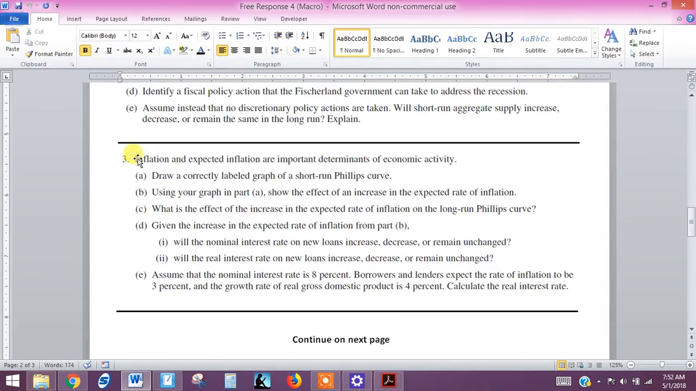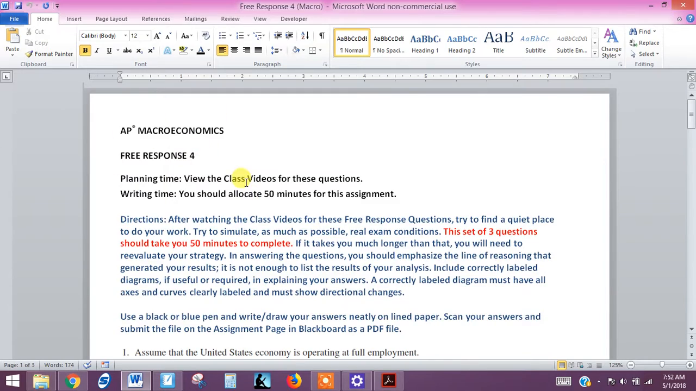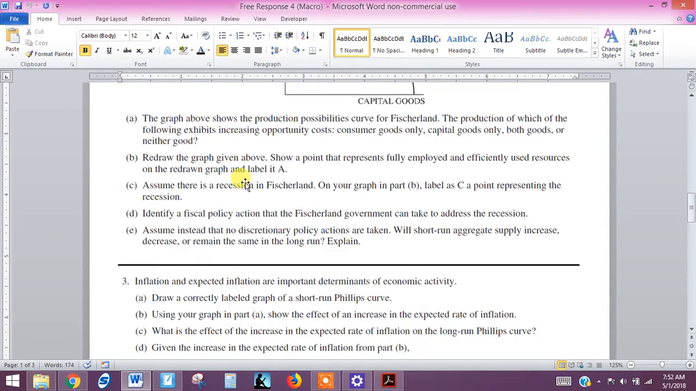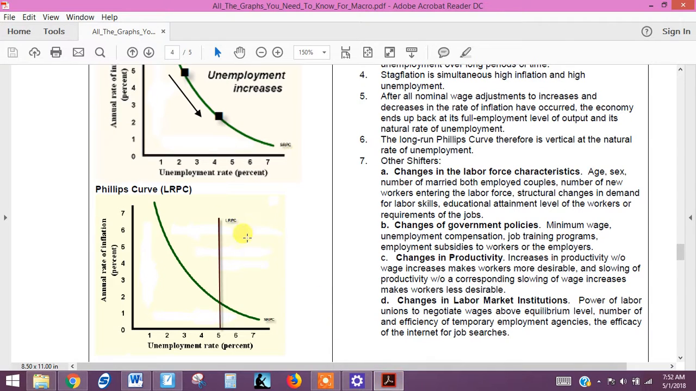We are looking at question 3 from your free response 4 assignment. And in question 3, we're actually looking at the relationship between the rate of inflation and the rate of unemployment. And we want to draw a short-run Phillips curve. Now you can find that again on your handout right here.